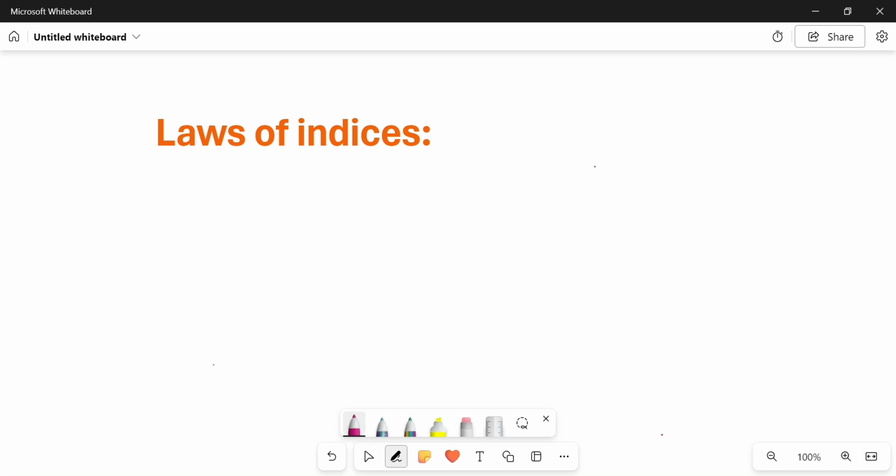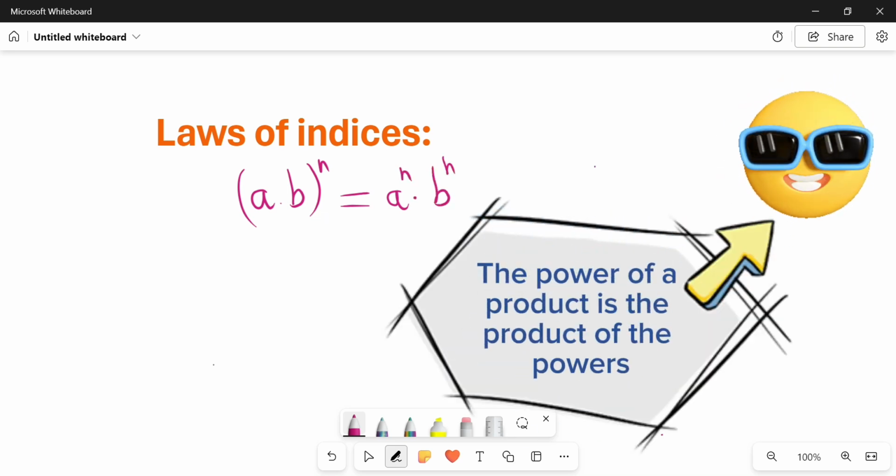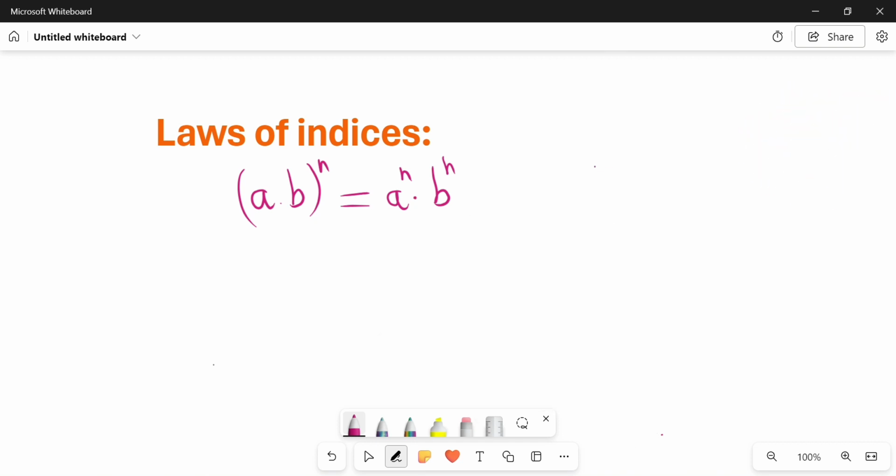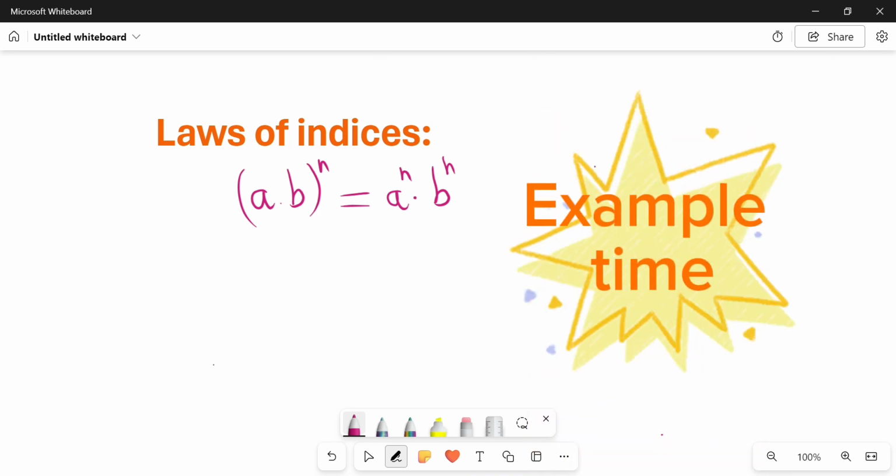Okay guys, now let's take this law of indices. If we have a times b raised to the power n, that's equal to a to the power of n times b to the power of n. So the power of a product is the product of the powers. So if we have two numbers or two letters multiplied to each other inside of a bracket and then raised to a power, we just need to distribute the power.